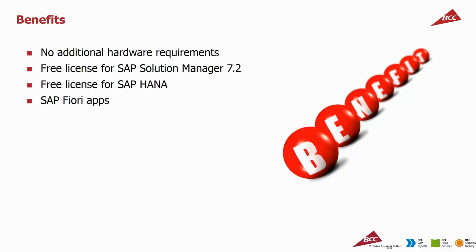So the most important benefits from implementation of SAP Solution Manager 7.2 is that there are no additional hardware requirements. So if you perform your split of the SAP Solution Manager, there will be no additional space you need to prepare for your SAP Solution Manager. No additional resources, no CPUs, no memory. If you are still using the same applications, there will be no need to add any kind of resources to your system.